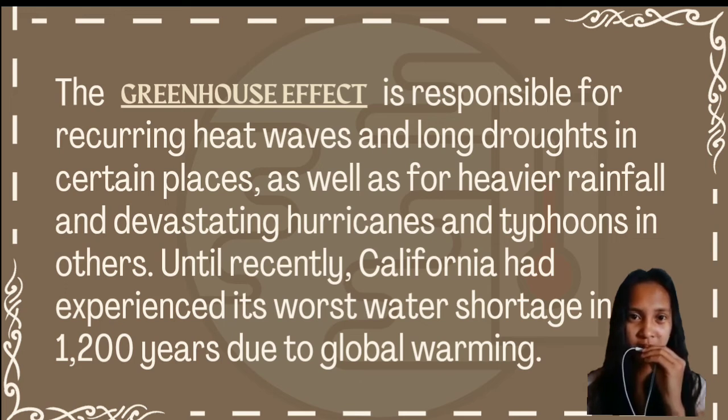The greenhouse effect is responsible for occurring heat waves and long droughts in certain places, as well as for heavier rainfall and devastating hurricanes and typhoons in others.